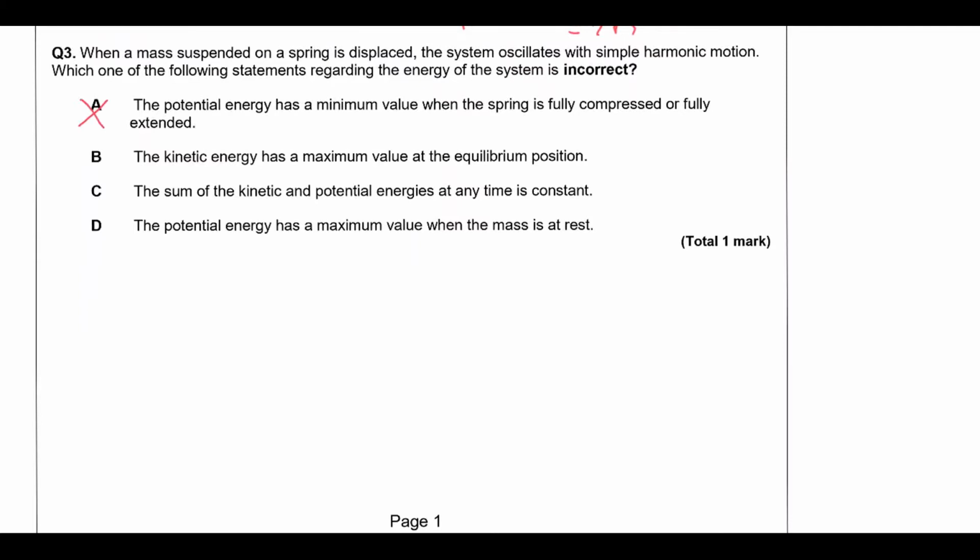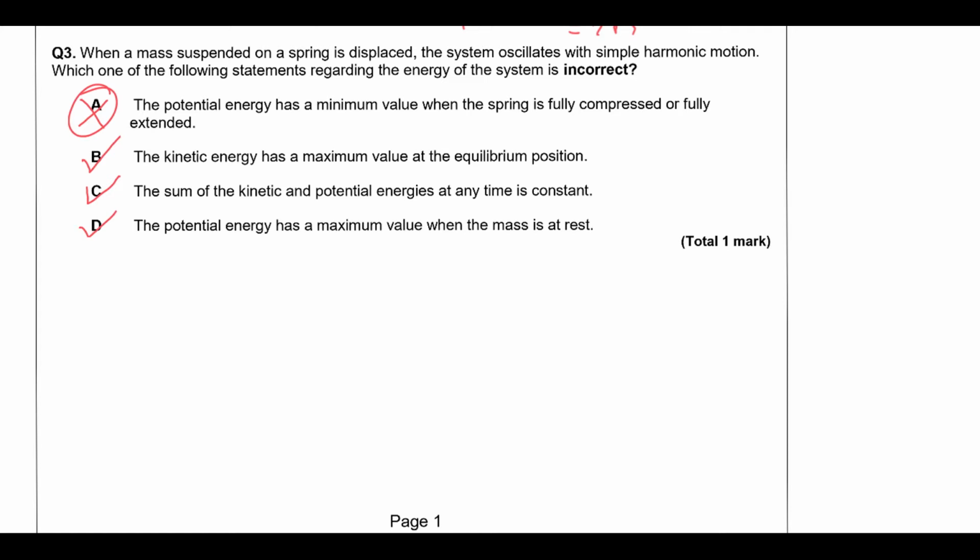But let's just check our answer. Kinetic energy has maximum value at the equilibrium position. That is true because velocity is maximized at the equilibrium position. The sum of the kinetic and potential energies at any time is constant. Yes, because the total energy is always constant. Potential energy has a maximum value when the mass is at rest, so when the spring is fully stretched or fully compressed. Yes, that's true. So it's going to be option A. That's going to be correct.